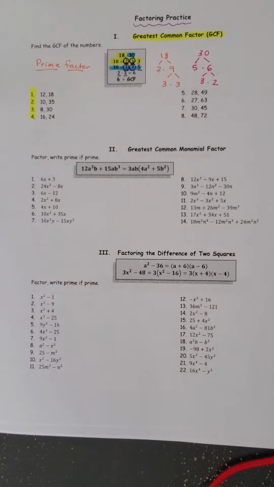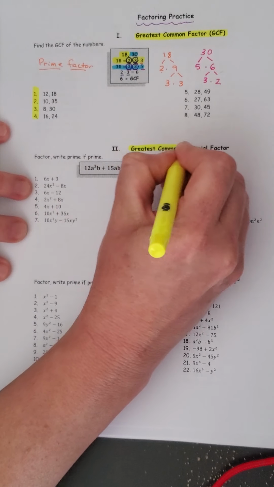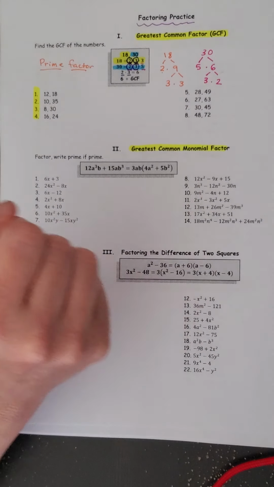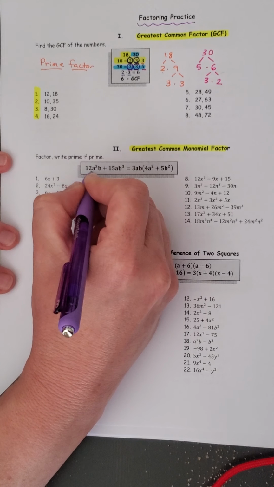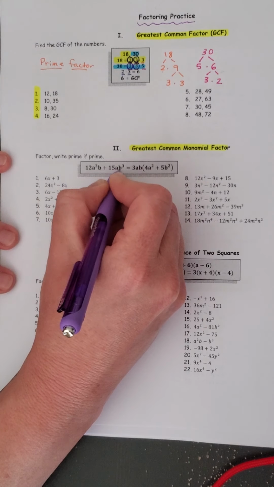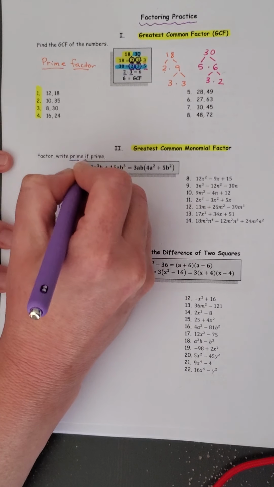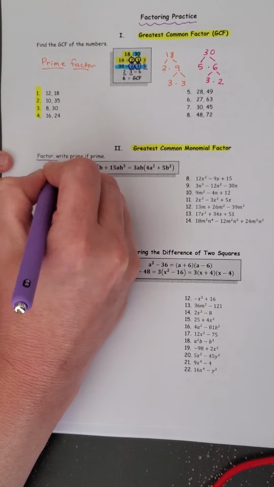Okay, next we're going to go to greatest common factor with monomials, right? And binomials and trinomials. So we're factoring out a monomial. So this example right here, we have 12a cubed b plus 15ab cubed. And they give us an answer, but I'm going to go through how they got that answer. So I'm going to do the same thing. I'm going to prime factor, and write prime if it's prime. Prime means that there's nothing that factors out.